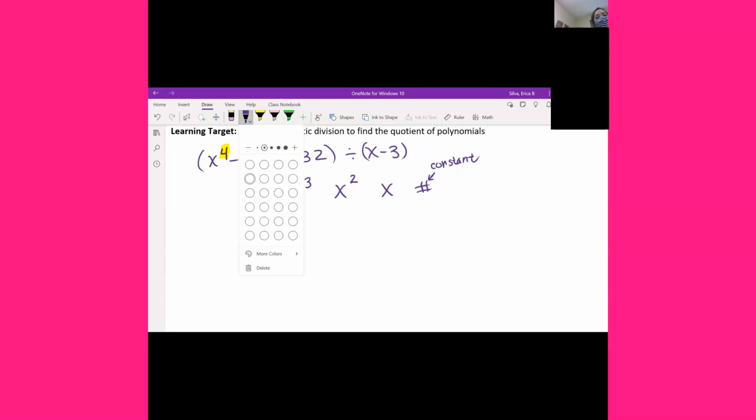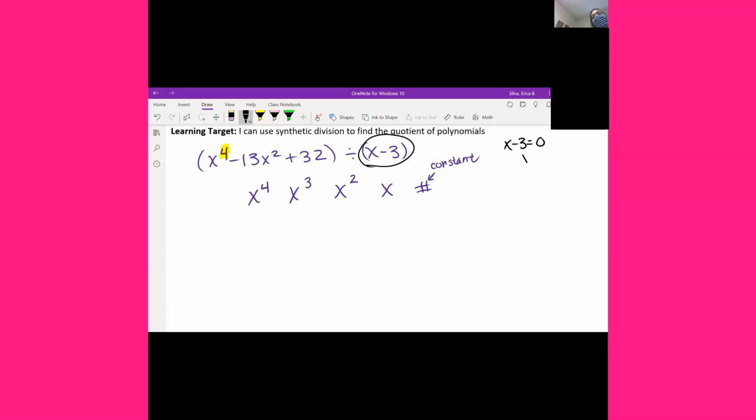The next thing we're going to do is look at our divisor. This is my divisor. We're going to set it equal to 0 so we can solve for x. Now, when we solve for x, it's basically getting the opposite of what's in the parentheses. So if it's -3 in the parentheses, then my x is going to equal +3. That 3, I'm going to put off to the side with a little box around it.